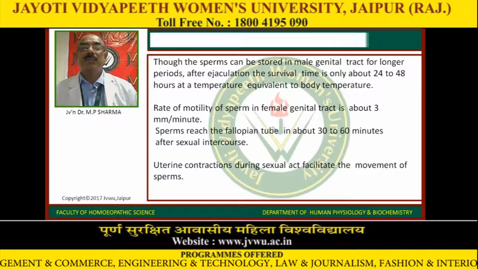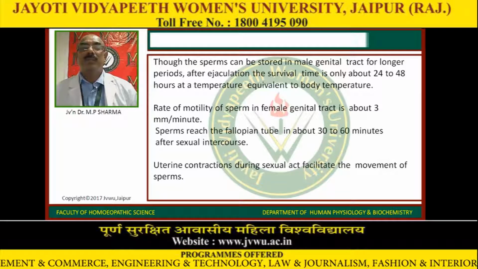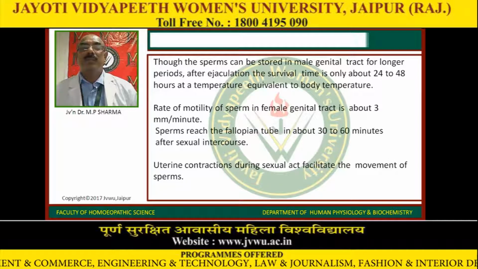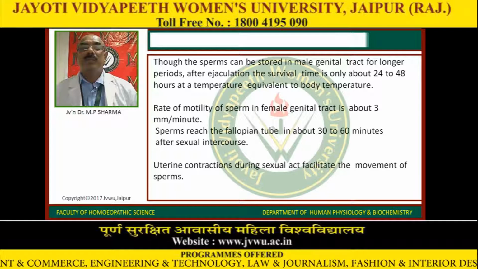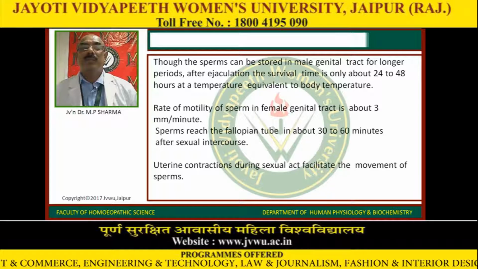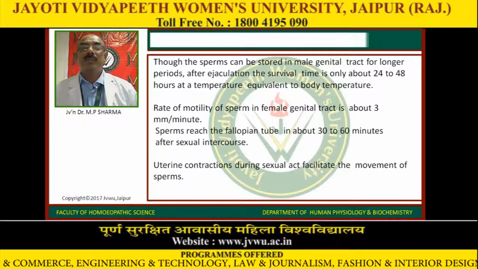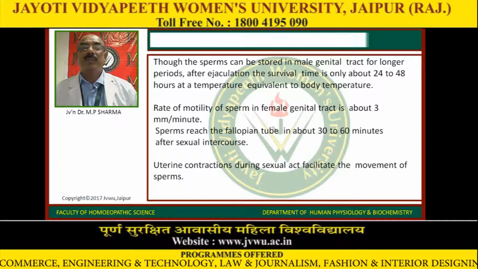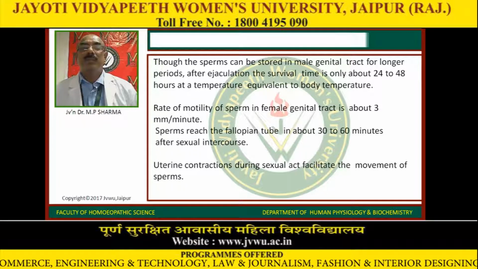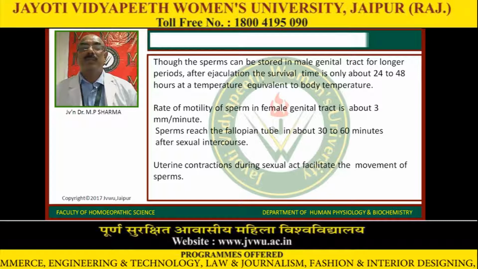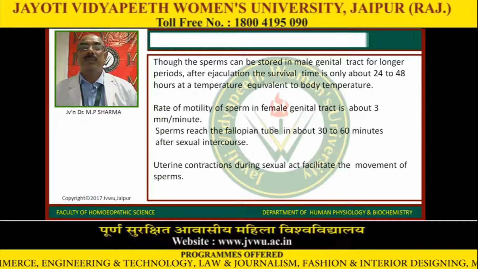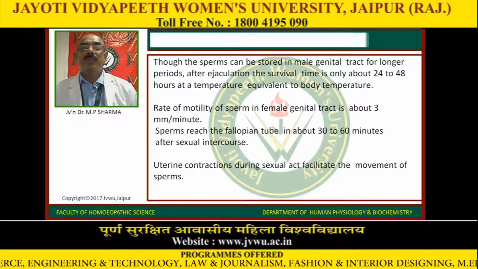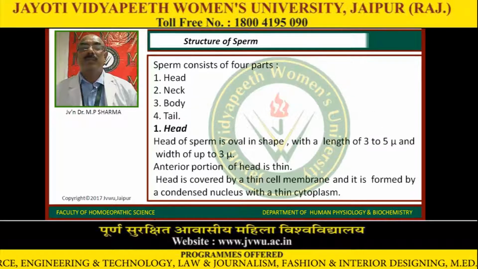So the sperms can be stored in the male genital tract for a longer period, and after ejaculation the survival time is only about 24 to 48 hours at a temperature equivalent to body temperature. The rate of motility of the sperm in the female genital tract is about 3 mm per minute. Sperm reaches the fallopian tube about 30 to 60 minutes after sexual intercourse. Uterine contractions during the sexual act facilitate the movement of the sperms.